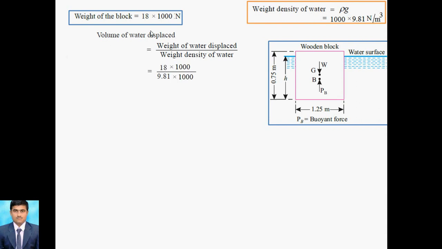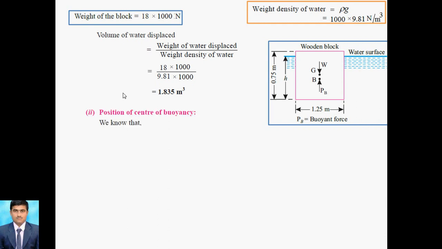So that's why we get the value of the volume of water displaced like this. Here we can place the weight of the block in terms of Newton, 18 into 1000, and the weight density is 1000 into 9.81, that is Newton per meter cube. If you solve it, we get the answer in terms of meter cube. This is regarding the volume of water displaced.